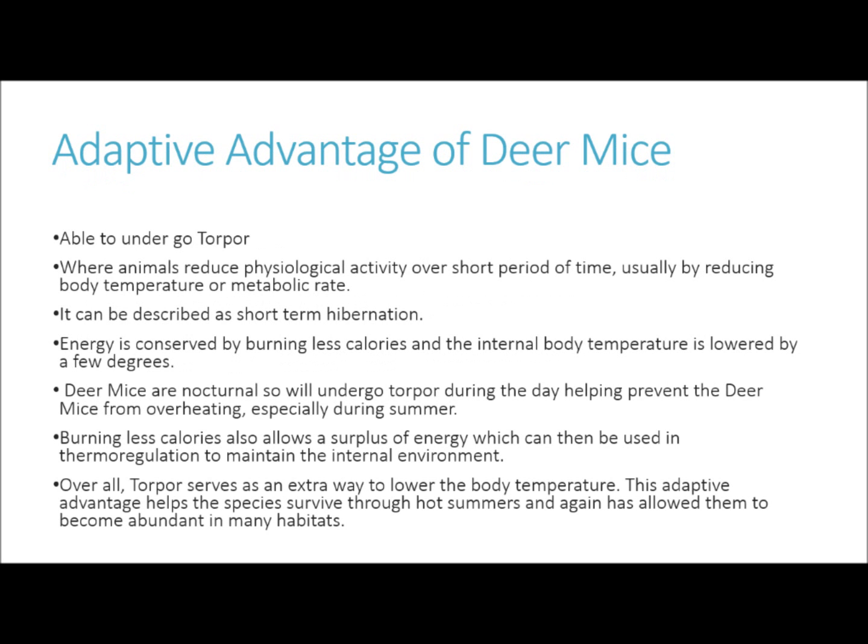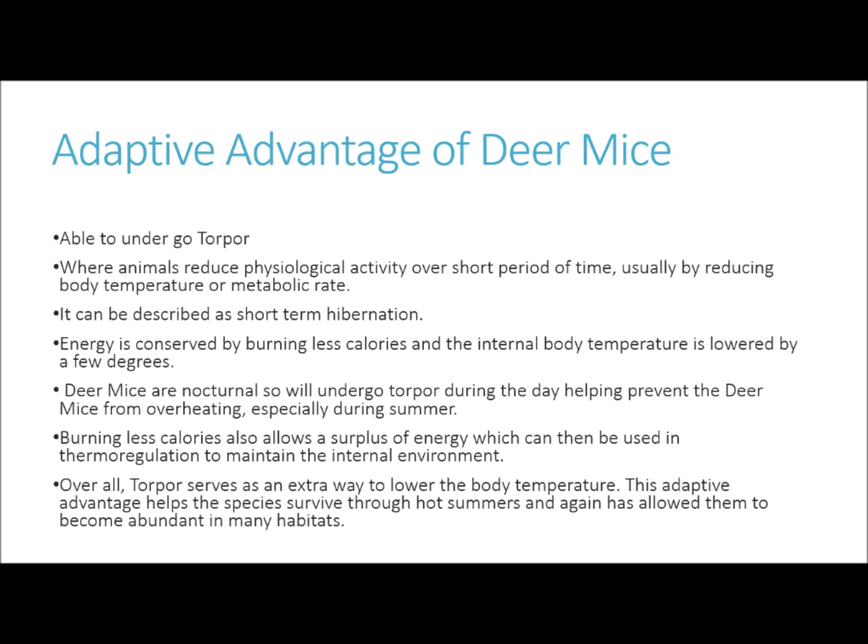As mentioned earlier, deer mice are one of the few animal species that are able to undergo torpor. Torpor is where an animal reduces their physiological activity over a short period of time, usually by reducing body temperature or metabolic rate. It can be described as short-term hibernation. Most animals that undergo daily torpor will do so overnight for only a few hours. By doing this, energy is conserved by burning less calories and the internal body temperature is lowered by a few degrees. As deer mice are nocturnal, they will undergo torpor during the day. This helps prevent the deer mice from overheating, especially during summer.